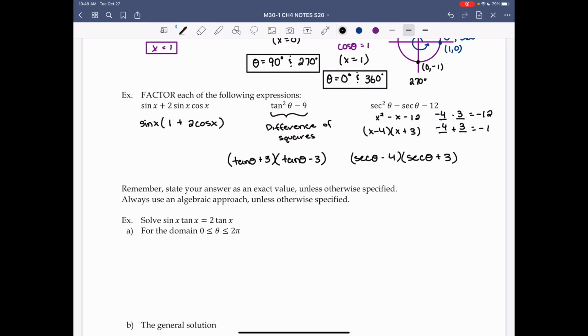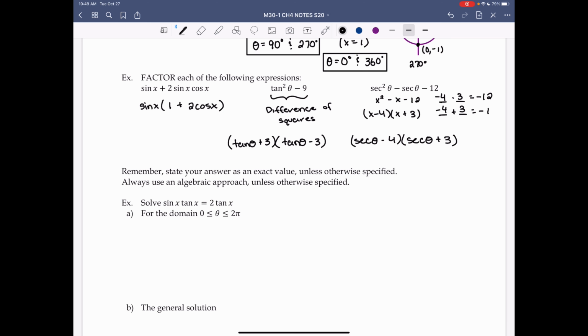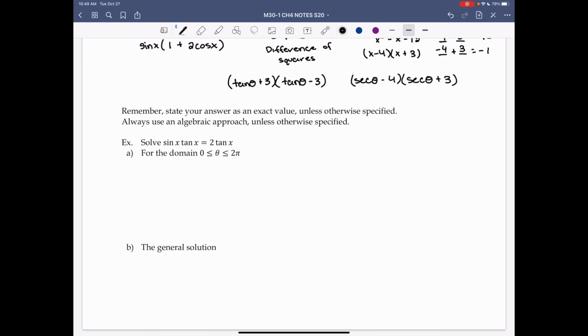For solving trigonometric equations, state your answer as an exact value unless otherwise specified, and always use an algebraic approach unless otherwise specified.